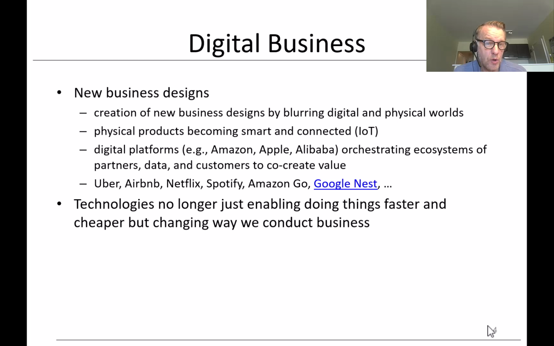Think about new business designs as provided by Uber and Airbnb, very popular examples of the sharing economy, subscription models like Netflix, Spotify. Think about models like Amazon Go or Google Nest.